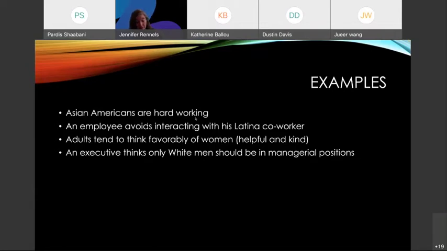And then how about the last one? An executive thinks only white men should be in managerial positions.